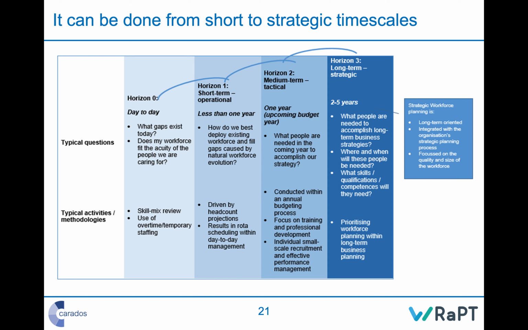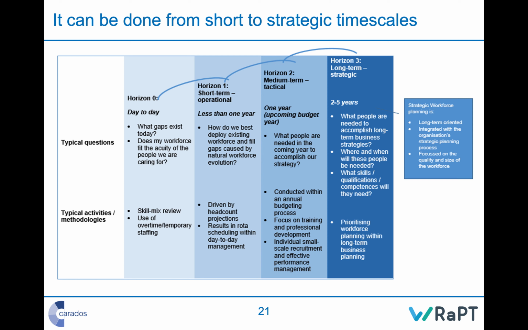It's driven by things like looking at headcount projections. It's driven by rotas, by scheduling and day-to-day management. So there's a less than 1 year horizon. There's also a medium-term horizon, which I tend to look at as the 1 year horizon. This is when you look at things on a much more annual basis and think about what do we need in the current year to accomplish our strategy.